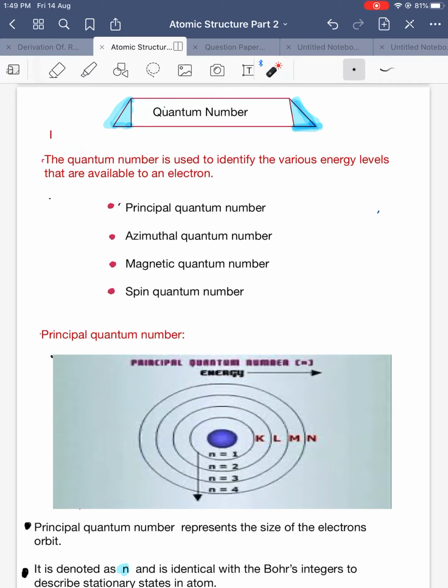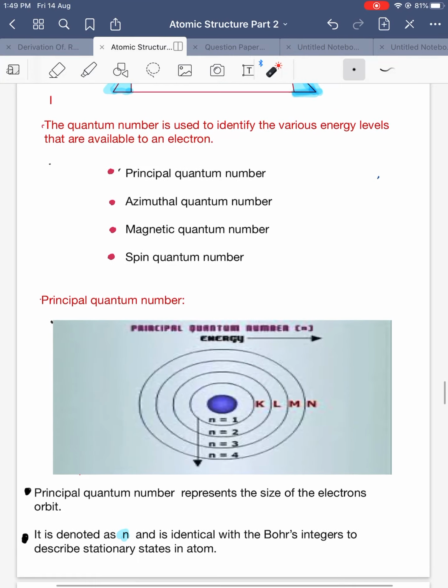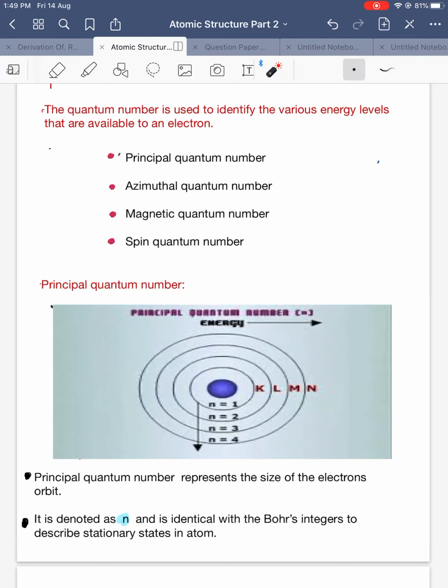And these are designated as follows. The principal quantum number is designated as n, the azimuthal quantum number is designated as l, and the magnetic quantum number is designated as m or ml. Now let us discuss one by one. Principal quantum number.